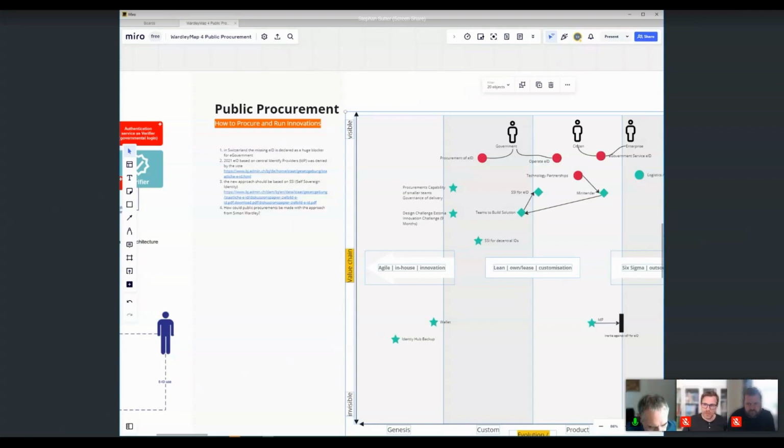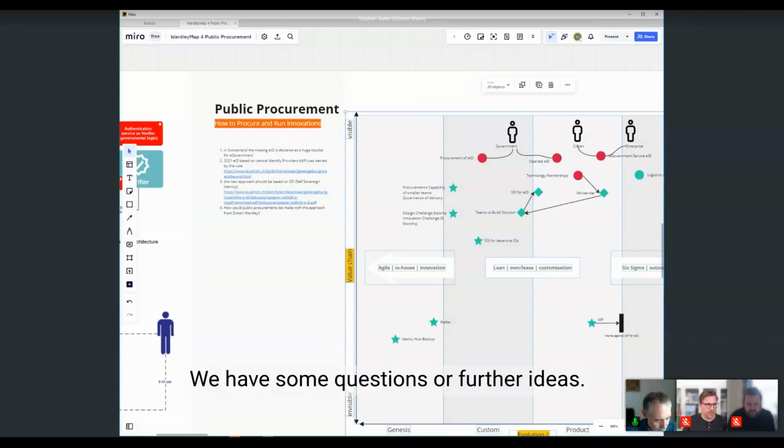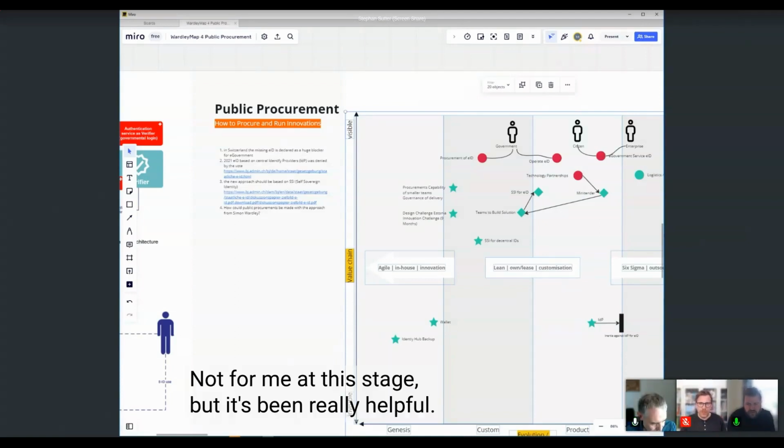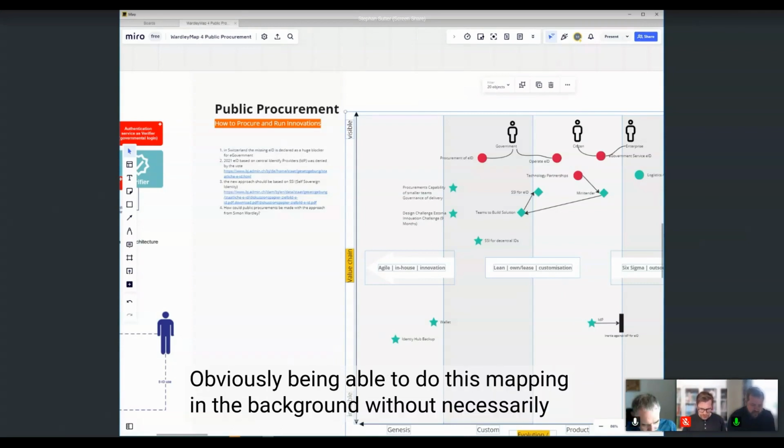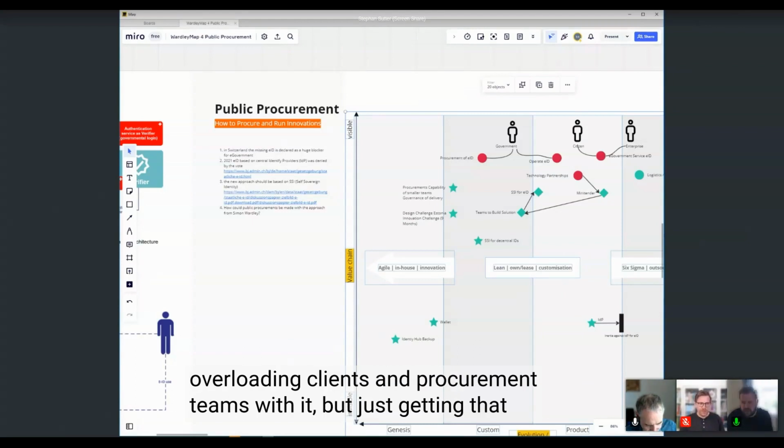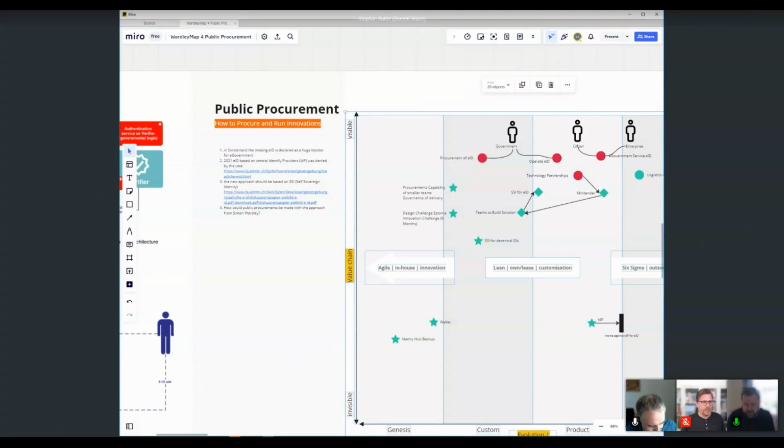Thank you. Do we have some questions or further ideas? Not for me at this stage, but it's been really helpful. Like I say, being able to break it down, being able to do this Wardley mapping in the background without necessarily overloading clients and procurement teams with it, but just getting that understanding has been really useful.